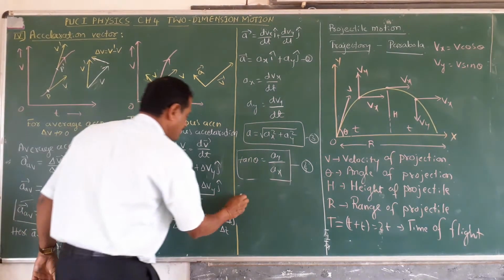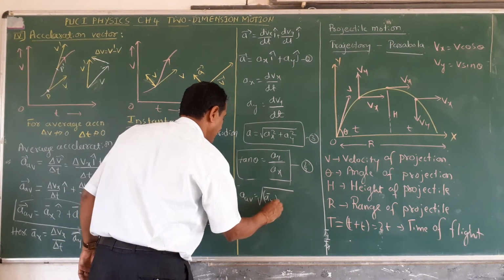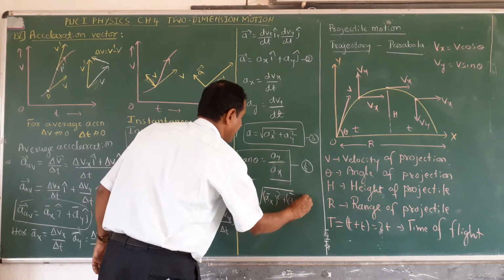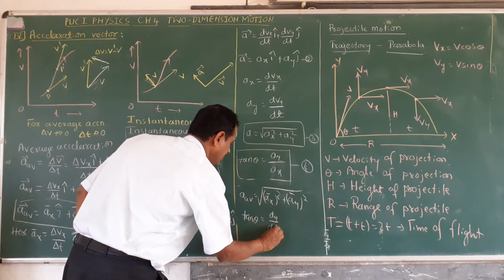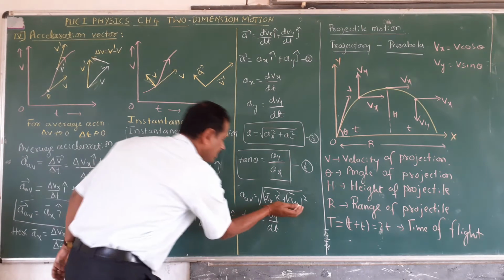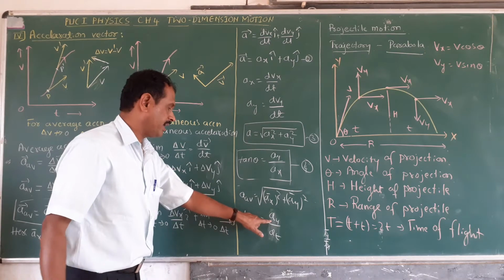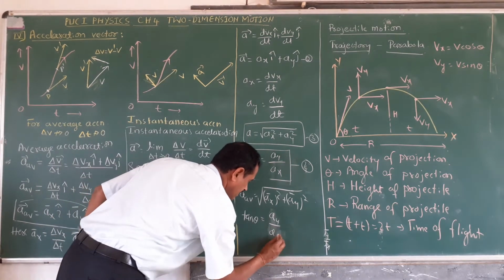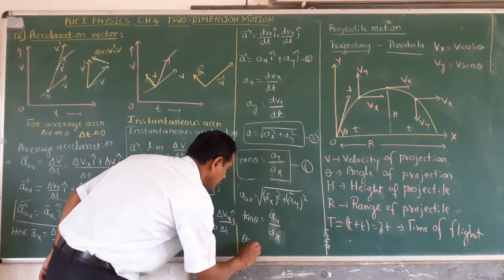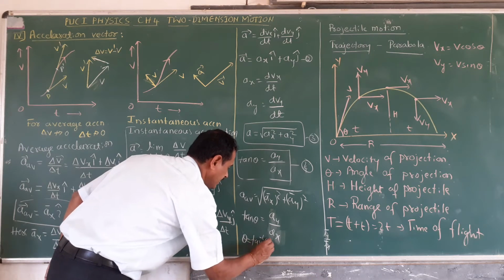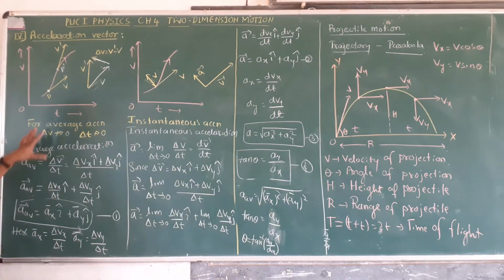If you want the magnitude, average acceleration is equal to under root of ax bar square plus ay bar square. Now tan theta is equal to ay divided by ax, the average acceleration along the y axis divided by the average acceleration along the x axis. You get theta is equal to tan inverse of ay divided by ax. This is about average acceleration.